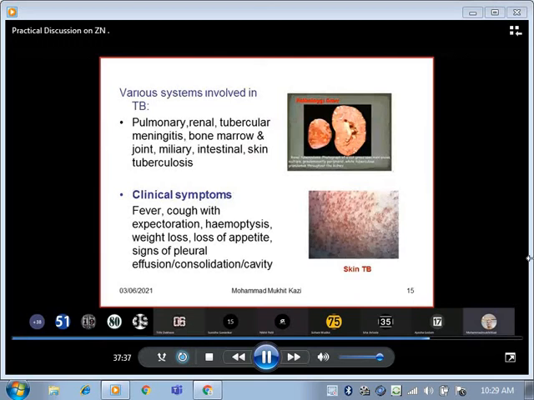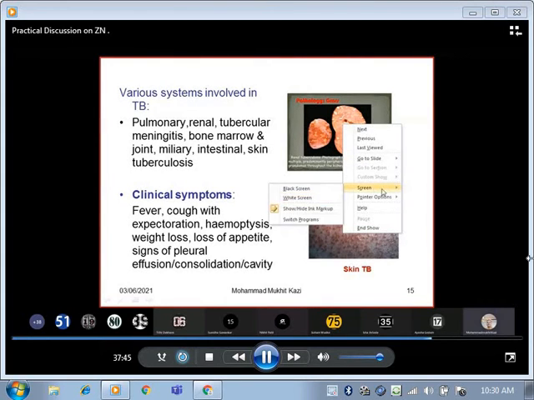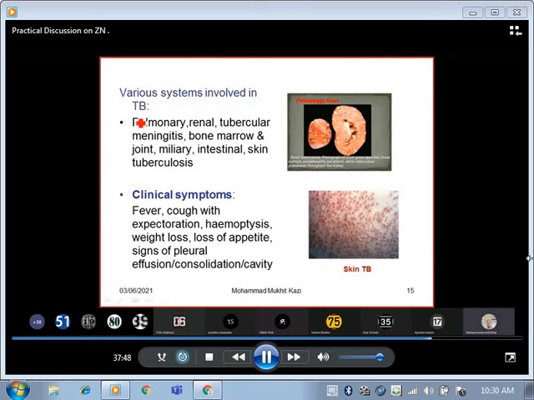Then you should also know about the various systems which are involved in tuberculosis other than the lung. Of course, we know that tuberculosis is the disease of the lungs, but it can also involve the renal system, tubercular meningitis, that is the meninges, then bone marrow. It can also cause infection to the joints. Miliary means it is in the blood. Intestinal tuberculosis, skin tuberculosis. So you name the organ, this organism causes infection, Mycobacterium tuberculosis.